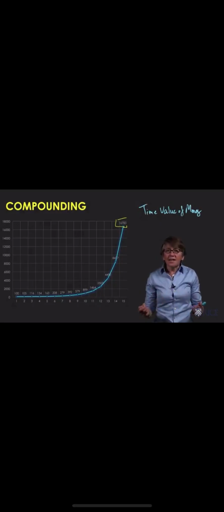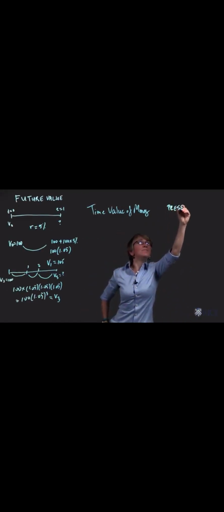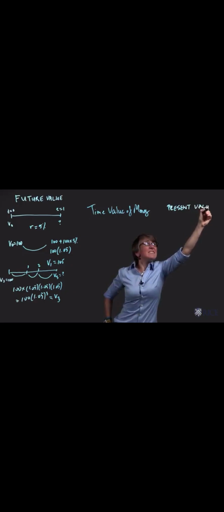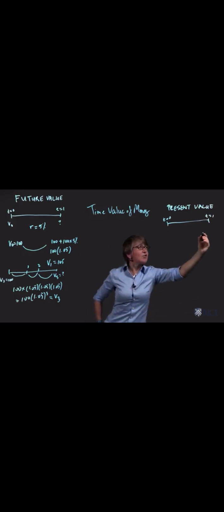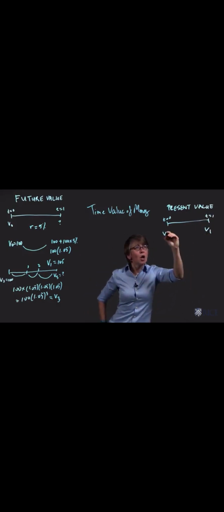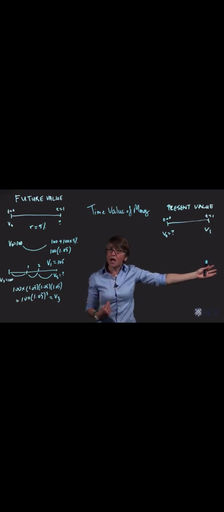Okay, so now we can ask the opposite. How do you find the present value of a cash flow in the future? Okay, so now we're working with present value. Again I have my timeline, time 0, time 1. This time I have a cash flow in the future, and I want to know what the present value of that cash flow is. Well, the present value of a cash flow in the future is simply the amount that you would take today instead of the promised future cash flow.